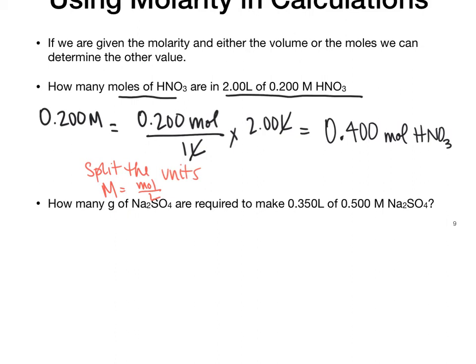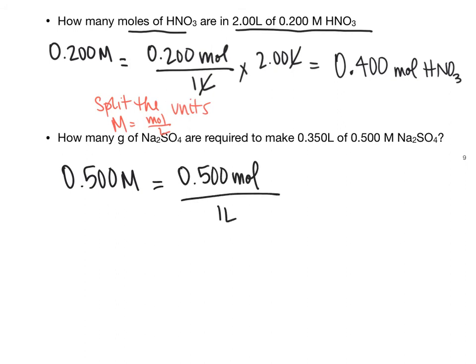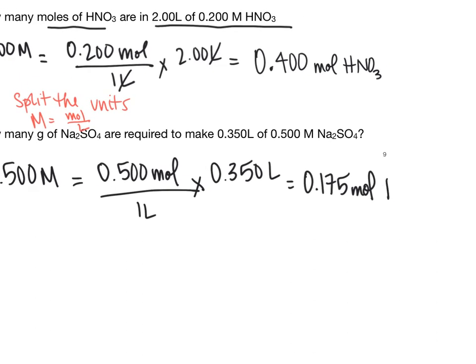In our next question, it asks, how many grams of sodium sulfate are required to make 0.350 liters of half molar sodium sulfate? So we're going to take our 0.500 molar, which equals 0.500 moles in 1 liter, multiplied by 0.350 liters, which gives us 0.175 moles of sodium sulfate.